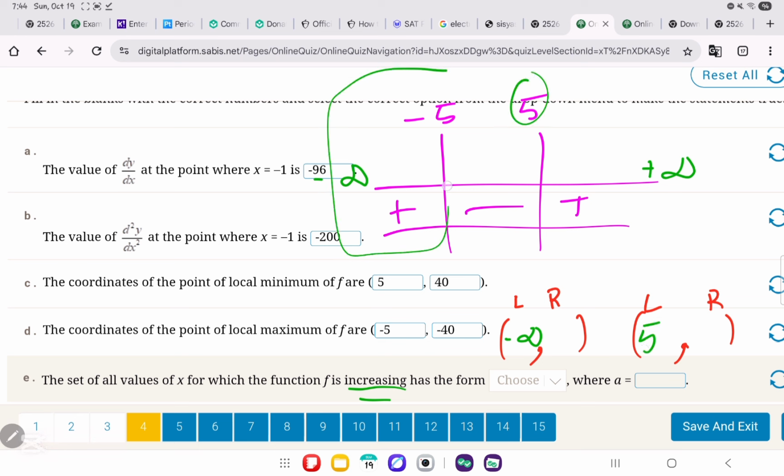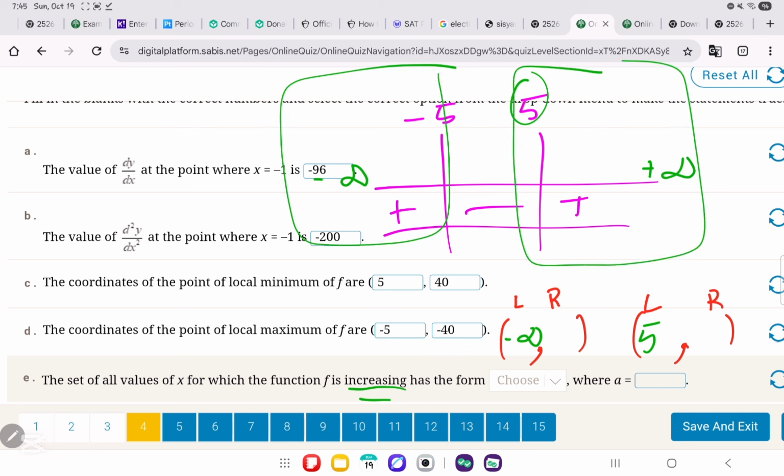Because look, we have two intervals where it is positive, here and here. So you always take the minimum or the least possible value. You put it on the left side. So minus infinity and 5. Now, what about the right-hand side? In the right-hand side, you're going to take the maximum possible value. That means it's going to be minus 5 and plus infinity.